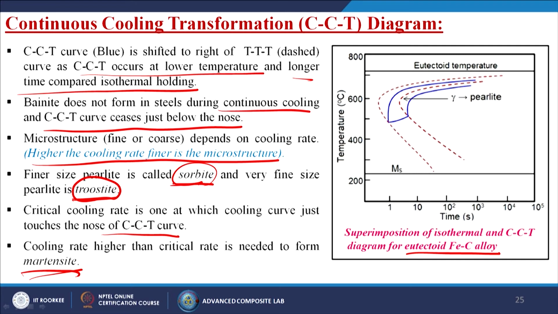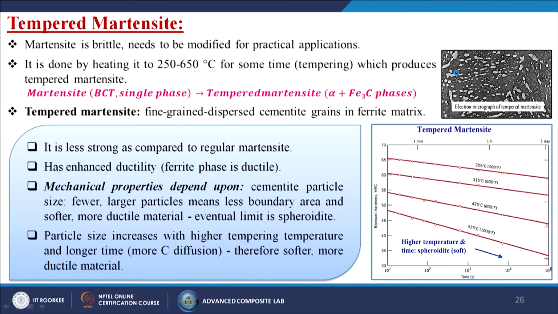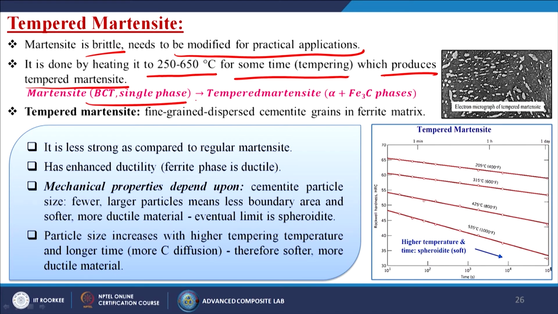In some cases, the critical cooling rate is one at which the cooling curve just touches the nose of the CCT curve. So, in this particular case it is going to touch. Now, next one is called the tempered martensite. Martensite is brittle and needs to be modified for practical applications. It is done by heating at 250 to 650 degrees centigrade for some time, called tempering, which produces the tempered martensite. Martensite, which is BCT and single phase, converts into the tempered martensite, that is alpha plus Fe3C phases.